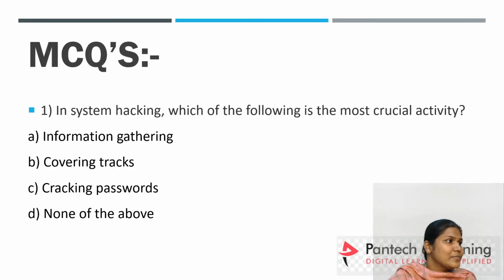Here come the MCQs. Whatever we have discussed in today's session, the same thing I'm going to ask. Let me see who is going to answer correctly. In system hacking, which of the following is the most crucial activity? If we wanted to hack any system, what is the first main important activity we have to do? Let me see the options: information gathering, covering the tracks, cracking the passwords, or none of the above.